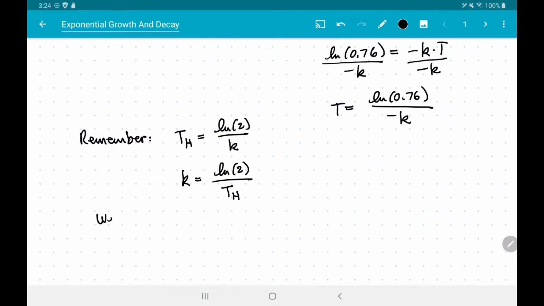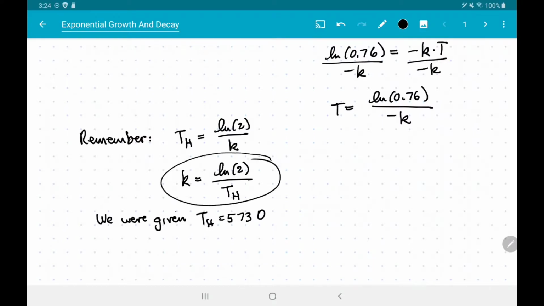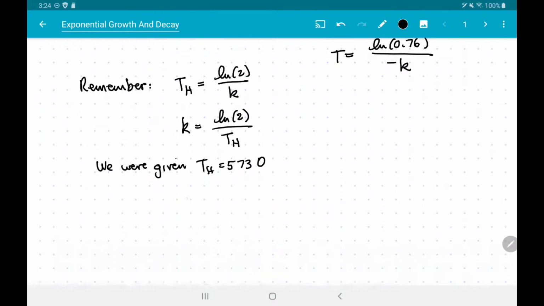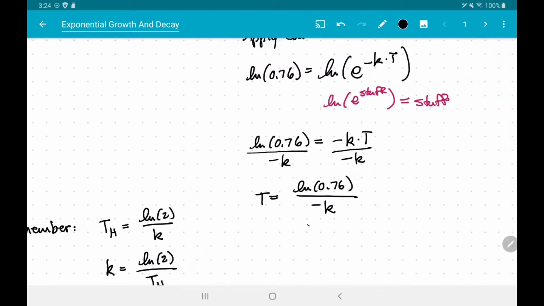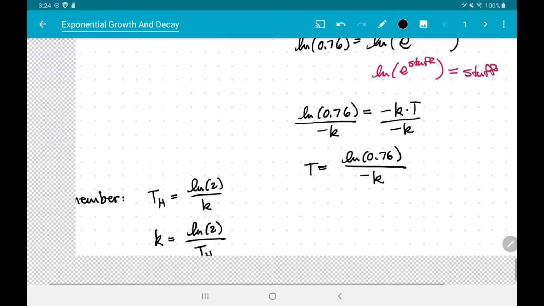So since we were given that the half-life was 5,730 years, we can use this formula to find out what k is. It's just that k is going to end up being a clumsy decimal number. So even if you've solved for k as an explicit decimal approximation, it's usually better to just remember that k is known and do all of your calculations with the k as k rather than try to write down that clumsy decimal number all over the place.